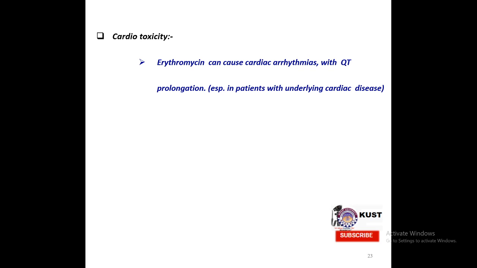Cardiotoxicity. Erythromycin causes cardiotoxicity with QT prolongation, especially in patients with underlying cardiac diseases. Some studies confirmed a link between erythromycin and ventricular tachyarrhythmias, causing sudden death in patients, especially with drugs that prolong the metabolism of erythromycin by interfering with the CYP3A4 enzyme. That's why the combination of calcium channel blockers like verapamil and diltiazem with erythromycin results in QT prolongation and even sudden death.